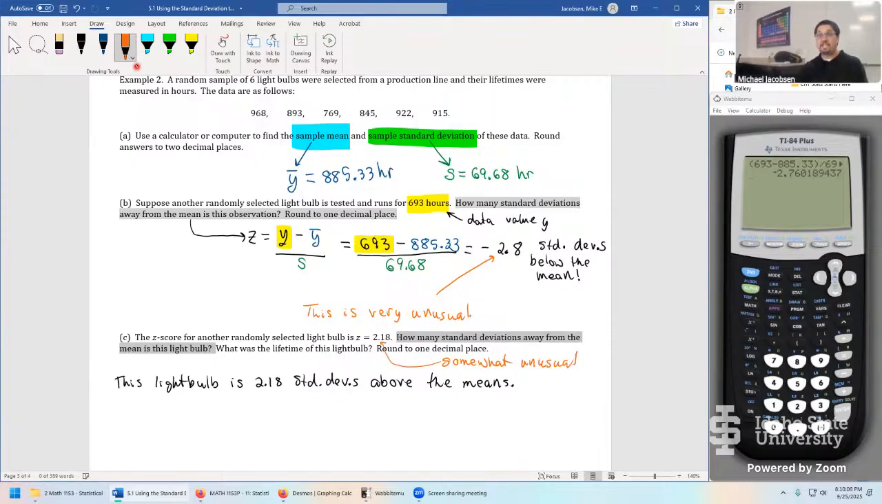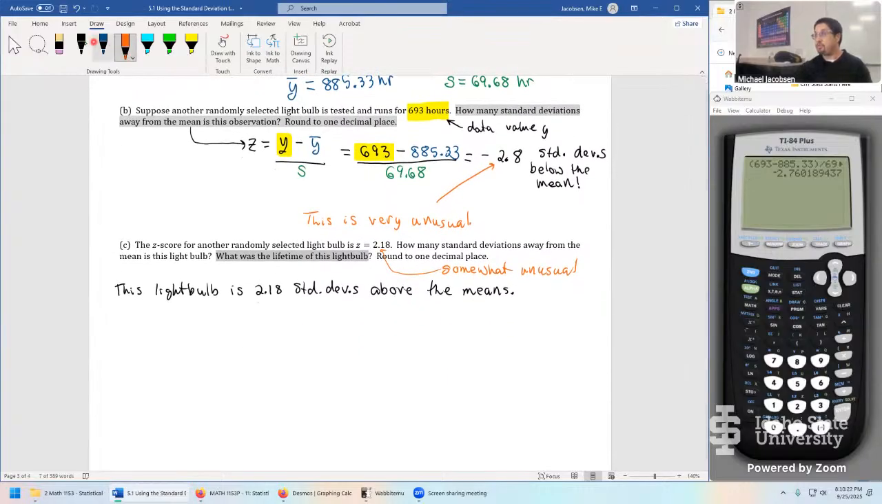Because it's more than 2 standard deviations away by a pretty significant chunk. So that was one part. The other part is finding the actual lifetime of this light bulb. To do that, we have to solve one of those equations again. Just to organize the responses, I'll write down here, the lifetime is y equals, and we'll come back to it. We need to fill that in just a moment.